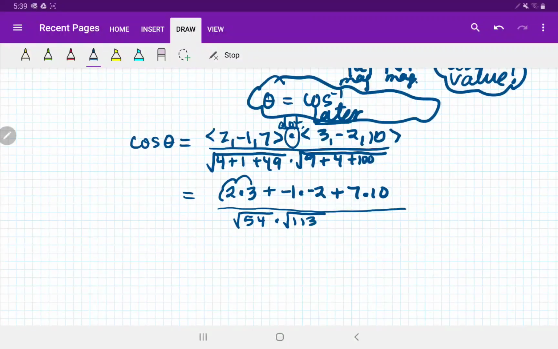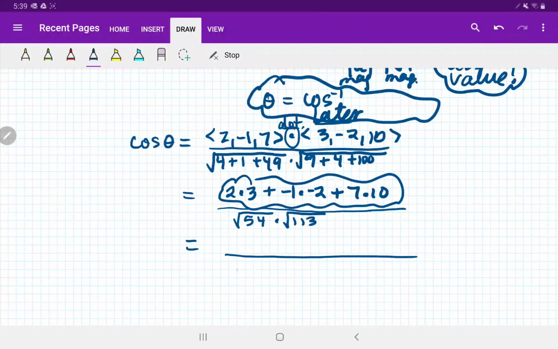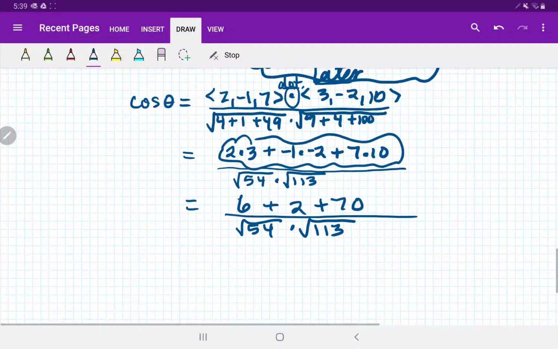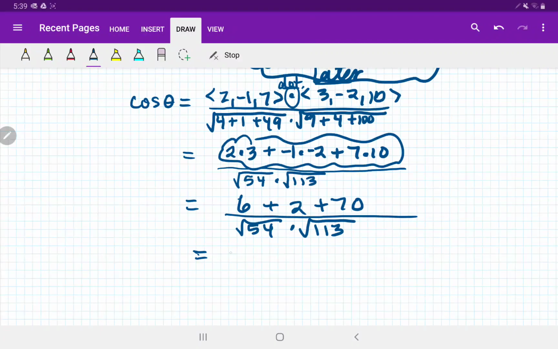But like I said, I don't usually show this step right here. So let me just write this again. Usually I do not show that step. Usually I just do 6 plus 2 plus 70, and I just work it out. This is 78 over the square root of 54 times 113.